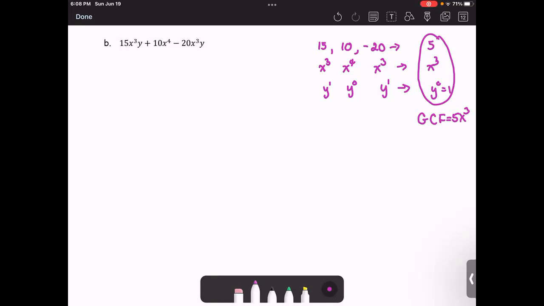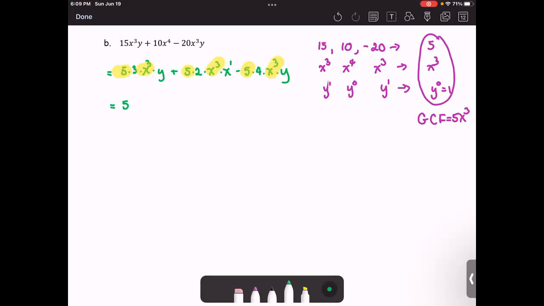Then for the expression, we just rewrite it as the product of the GCF and the remaining factor. So 15 would be 5 times 3, x to the third as x to the third, and then times y to the first. For the 10, it's going to be 5 times 2, and x to the fourth is going to be x to the third times x to the first. The negative 20 would be negative 5 times 4 times x to the third, and then times y. And then we just factor out 5 and x to the third from each term.